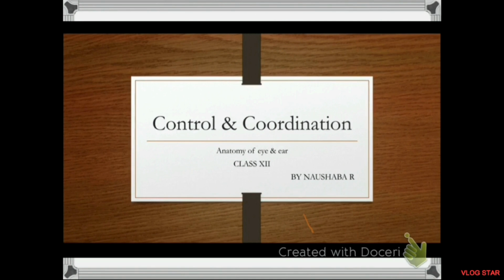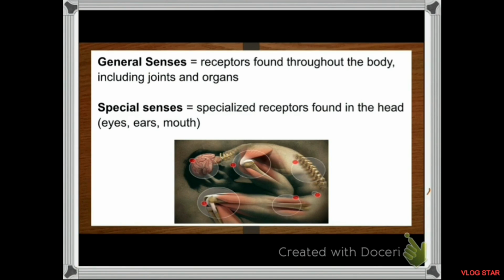Hello children. So let's finish up with the last part of the topic, that is anatomy of the eye. We know that we have senses found throughout our body. Now these senses, what do they do? They respond to stimuli in the environment. So where is this stimuli? It comes from the environment.